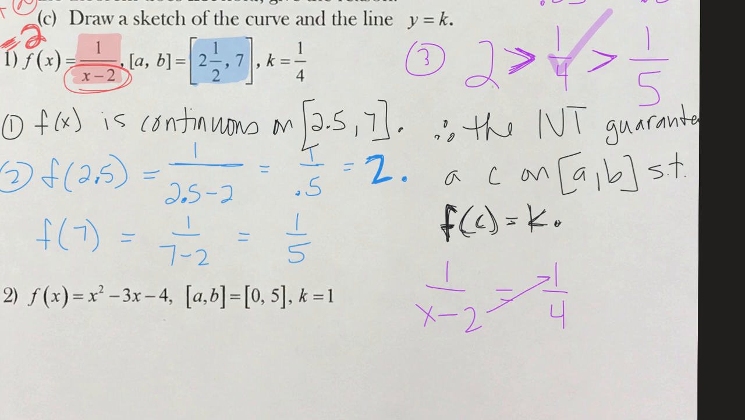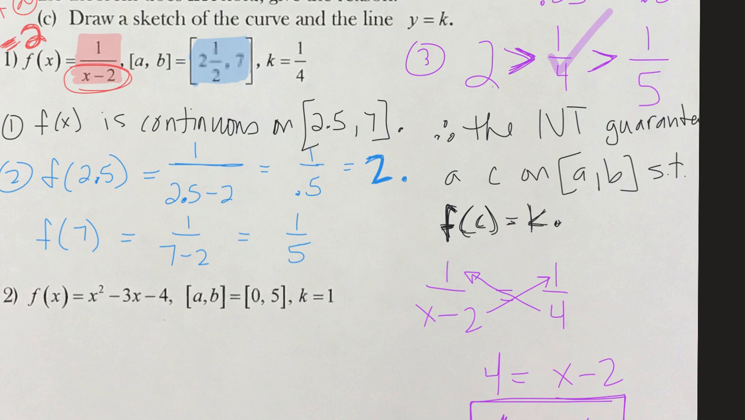We're just going to cross multiply. Anytime we're trying to solve a fractional equality, which is known as a ratio, when these things are proportional, we cross multiply. So when will 4 equal x minus 2? Well, when x equals 6. So if x equals 6, we're going to have a y value of 1/4. And 6 is definitely between 2 1/2 and 7. Okay, so check all the parts of the IVT work.